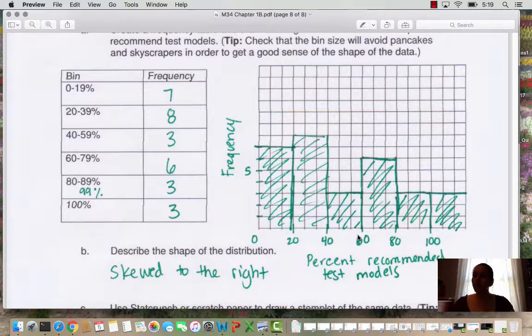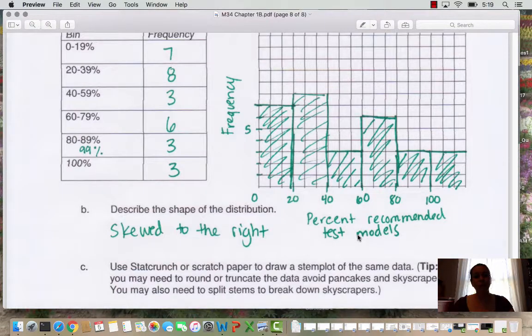So we would describe this distribution as skewed to the right because it's got a bit of a right tail out here. You can see there's a high peak from 0 to 40% recommended test models. There's a little bit of a peak from 60 to 80, and then fewer cars have scores 80 and higher.